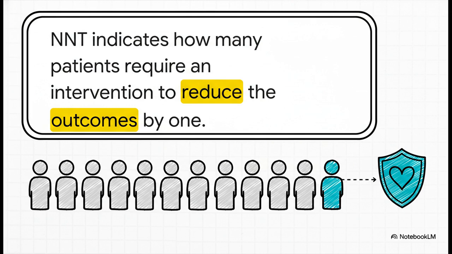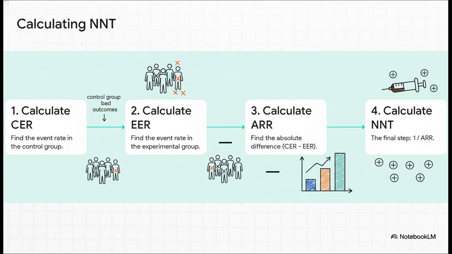See? Super intuitive. Now, the calculation might look a little scary at first, but I promise it's a logical 4-step process. First, you find the rate of bad outcomes in the control group. Second, you find the rate in the group that got the treatment. Third, you find the difference between them. That's your absolute risk reduction. And finally, you just divide 1 by that number.